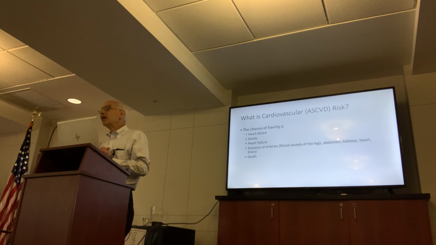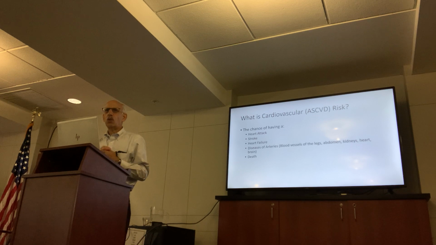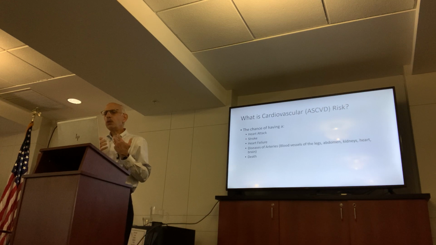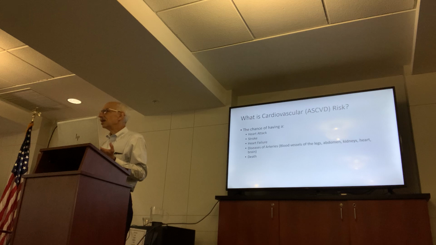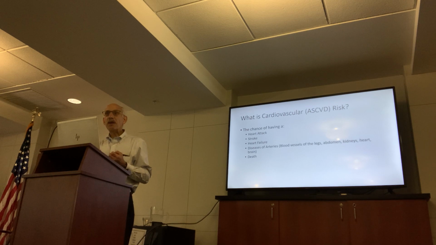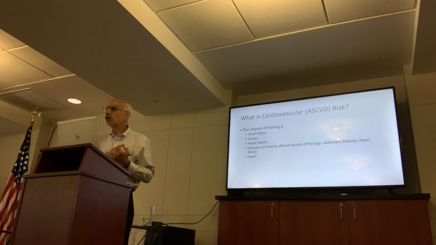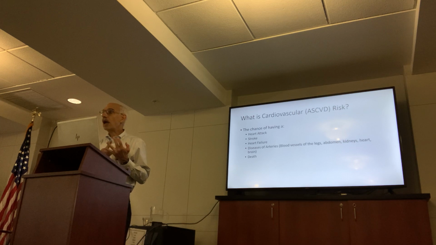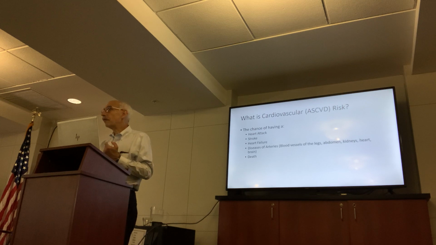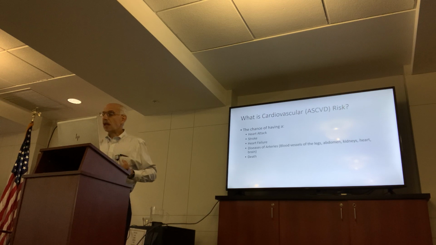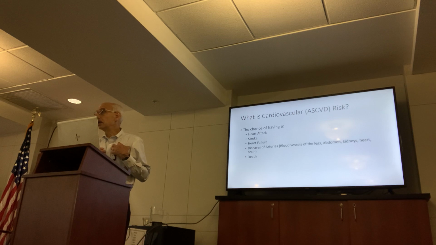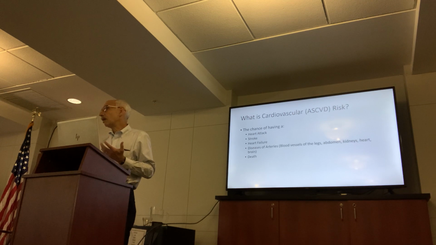We do that by thinking about cardiovascular risk. What are the risk factors in our lives? But first, what do we mean by cardiovascular risk? It's the risk of having a bad thing happen. When doctors say you're at high cardiovascular risk, what do they mean? They mean you're at risk of having a heart attack, or having a stroke, or having heart failure, or having diseases of the arteries, usually in the legs, in the abdomen, in the kidneys, or the heart, or the brain. And of course, you're at risk of death.